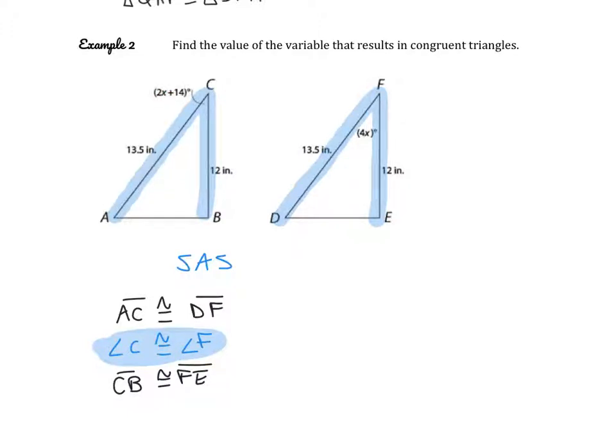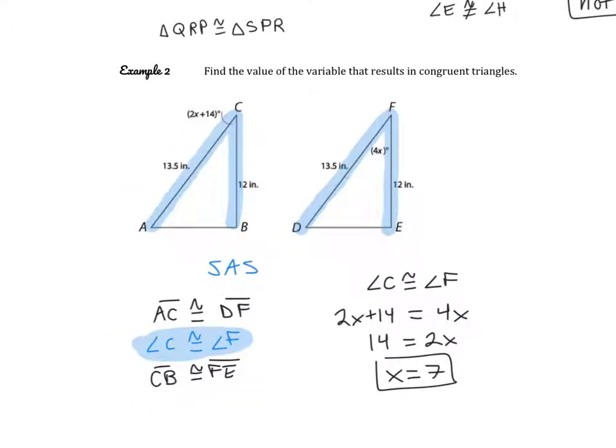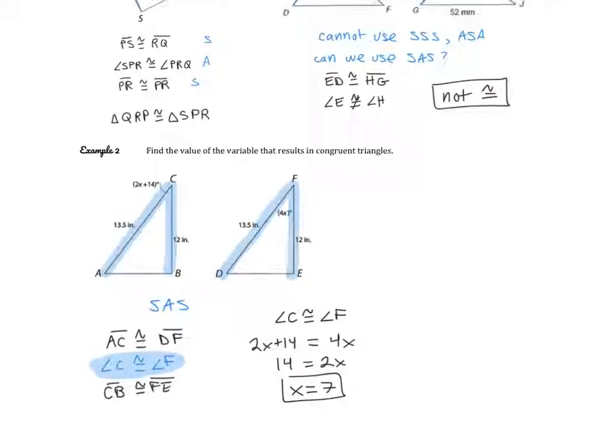So again, we want angle C to be congruent to angle F. So angle C is 2x plus 14, and angle F is 4x. So I'm going to subtract 2x from both sides and divide by 2. So if x equals 7, then these two angles are congruent, and then we can state using side, angle, side that these two triangles are congruent. So it's kind of working our way backwards from what we were doing earlier.